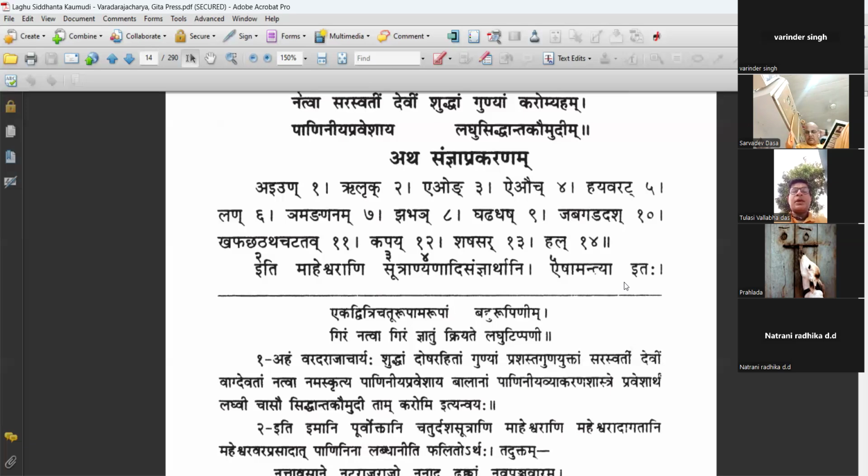Okay, jhabha, ghada, dhash. You have to memorize this. A, I, un, ri, rik, a, ong, I, ouch, haya, varat, lan, yama, gana, nam, jhabha, ghada, dhash, jaba, gada, dash, khapa, chatata, chatatav, kapai, shasasar, hal. Iti maheshwarani sutranyadi sanyarthani eshamantya itah. The last letter is omitted. And these are known as Maheshwara Sutras.